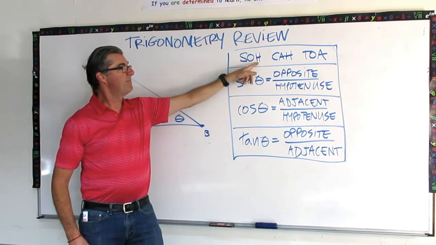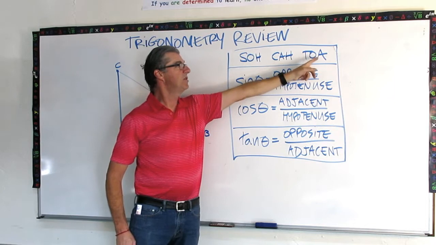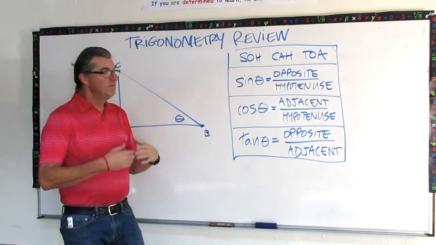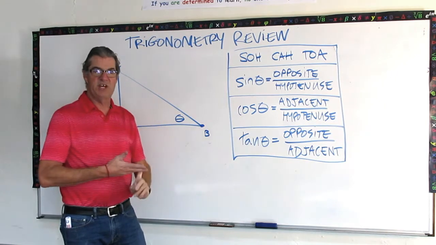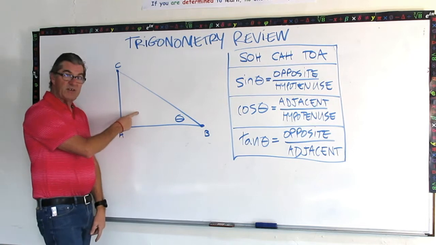Sine is opposite over hypotenuse, cosine is adjacent over hypotenuse, tangent is opposite over adjacent. And then I've written those out for you right there. Now, when we're talking about opposite, adjacent, and hypotenuse, we're referring to sides in the right triangle.